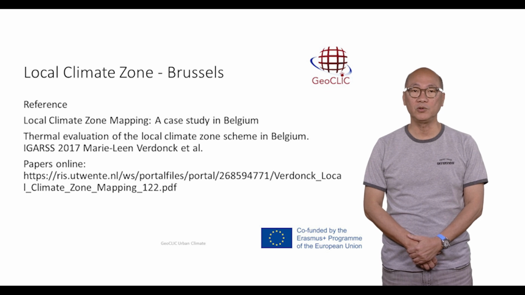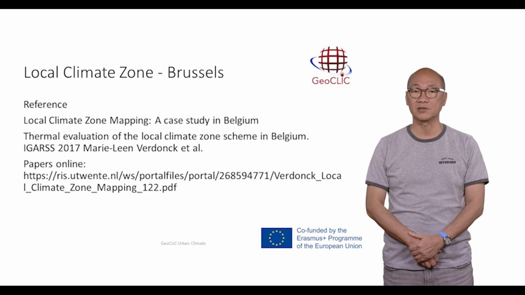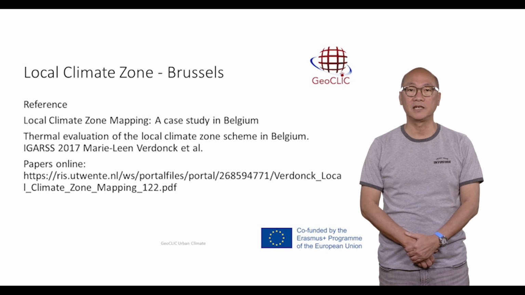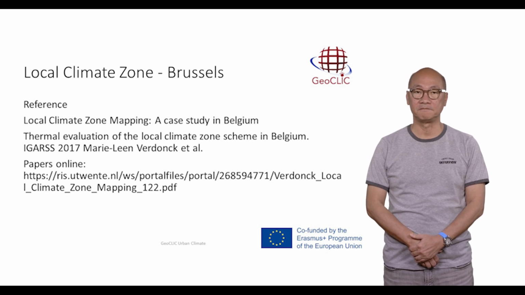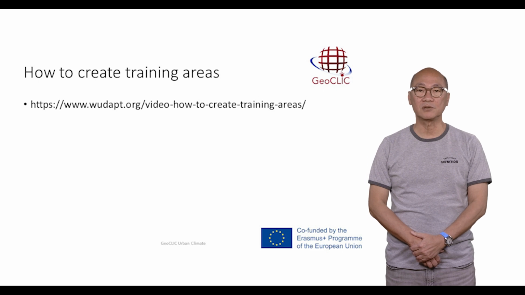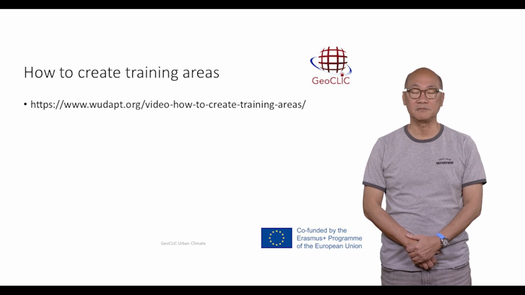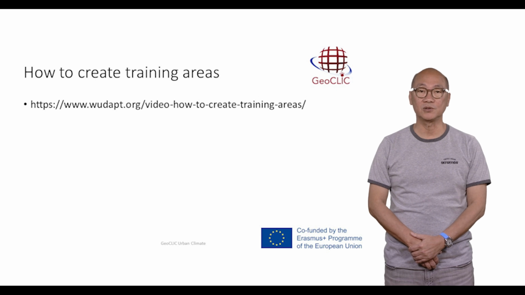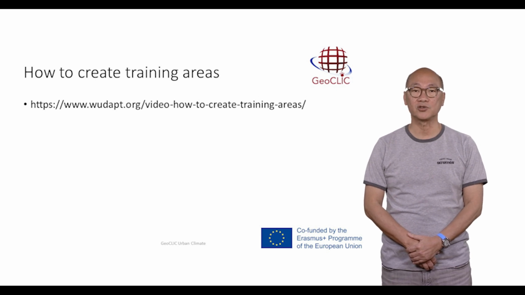Here, we would like to show an example of local climate zone classification of Brussels. There are a couple of open source papers using Belgian cities as examples. The link to the paper is provided. We use the local climate zone generator to produce the map. The open source generator has a video to teach us how to delineate training areas from the study area.